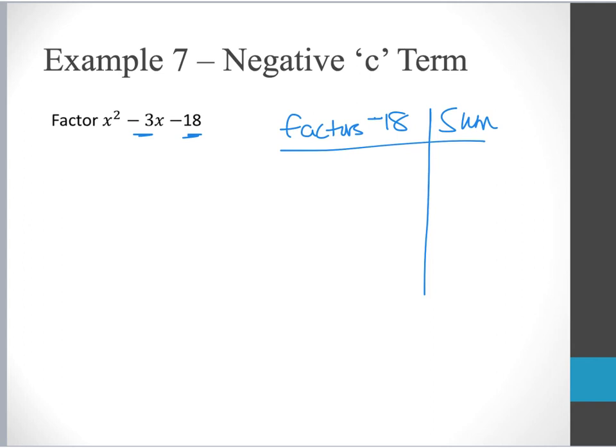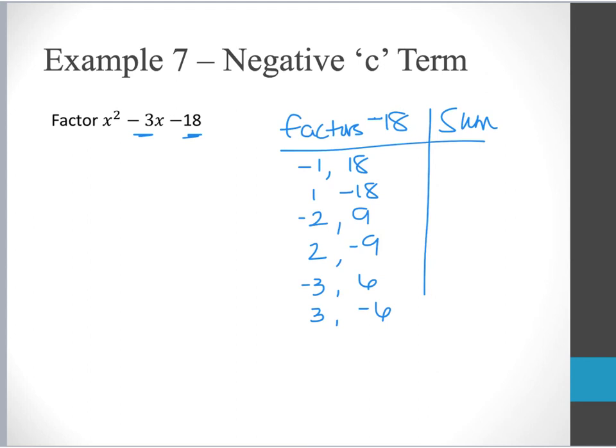So factors of 18, we have negative 1, positive 18, positive 1, negative 18. We'll have a negative 2 and a positive 9, or a positive 2 and negative 9. We could have a negative 3 and a positive 6, or a positive 3 and a negative 6. And that should be our factors.